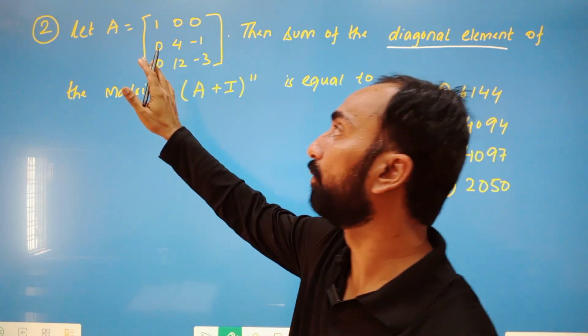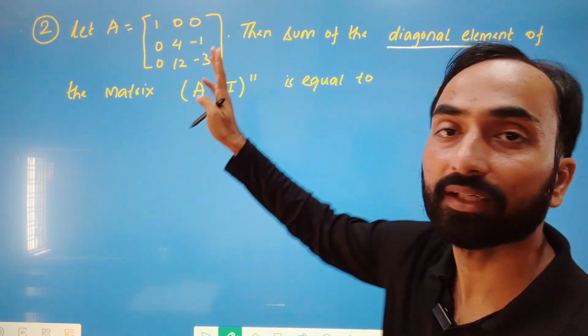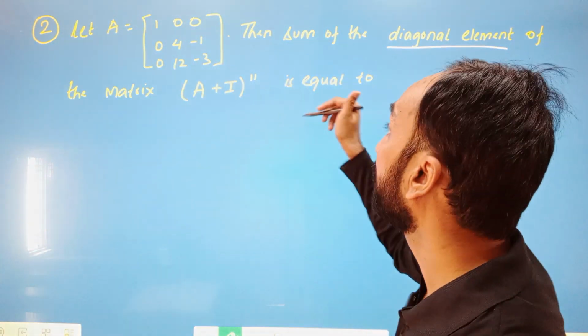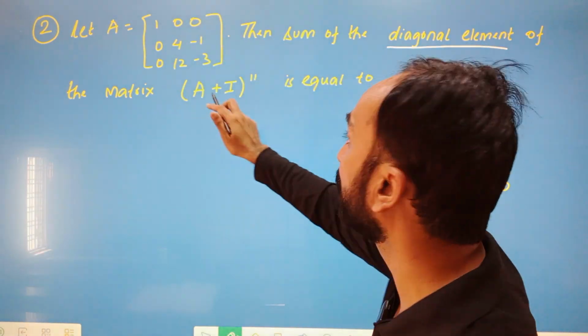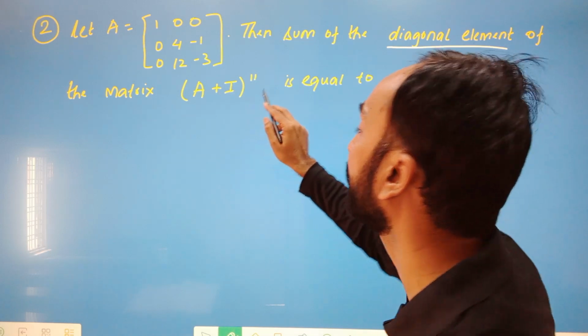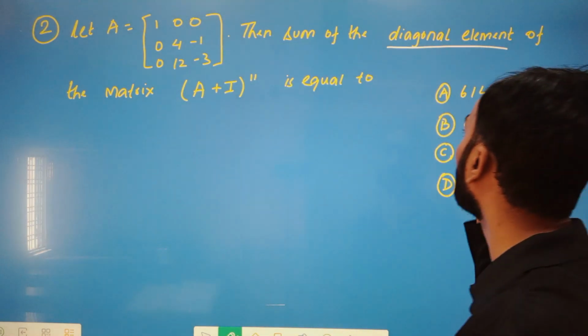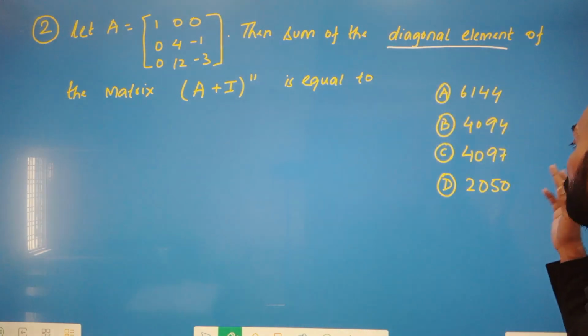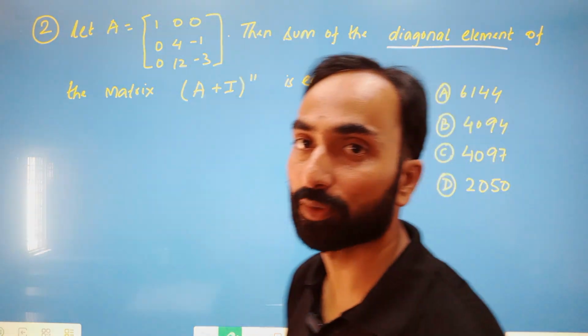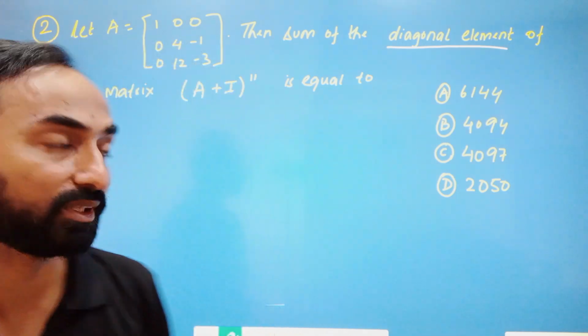We have been given one 3 cross 3 matrix, that is matrix A, and we have to find the sum of the diagonal elements of (A + I)^11. We have been given 4 options: 6144, 4094, 4097 and 2050. Let's see how we can proceed with this question.